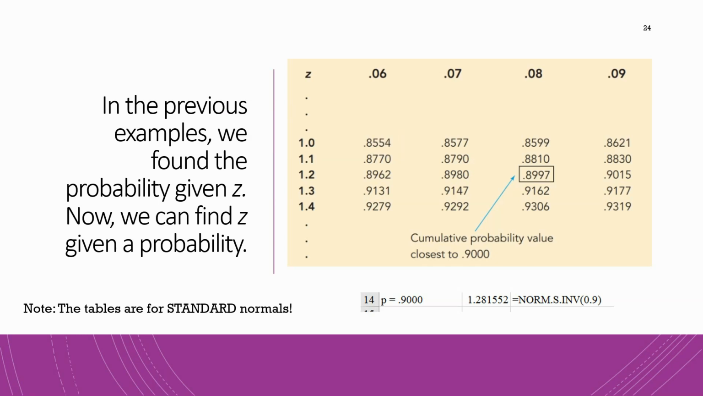Okay, so in the previous examples that we talked about, we found the probability given a z-score. Now we're going to do the opposite and we're going to find z given a probability.